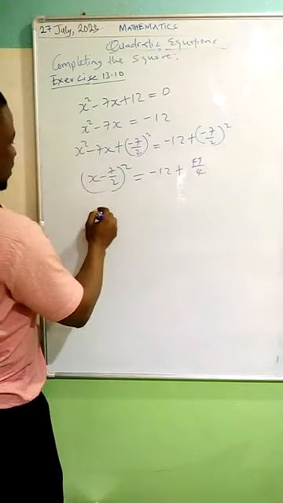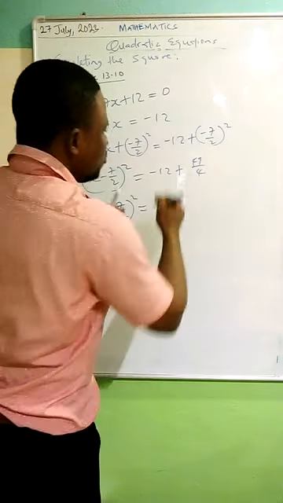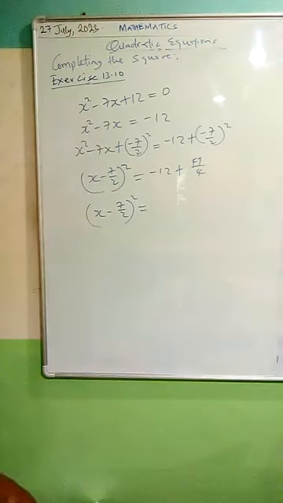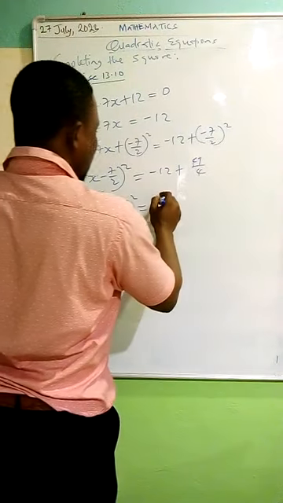So here I'm going to have x minus 7 over 2 all squared. Use the calculator and put that together. If we add that, we get 1 over 4 on this side.